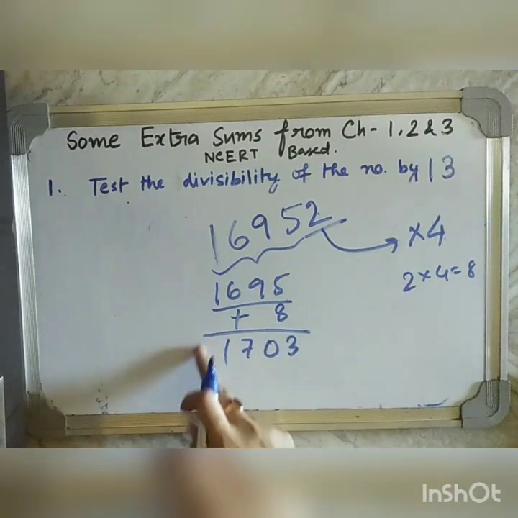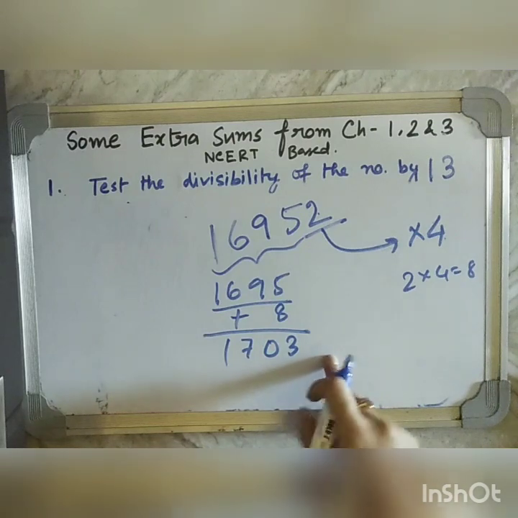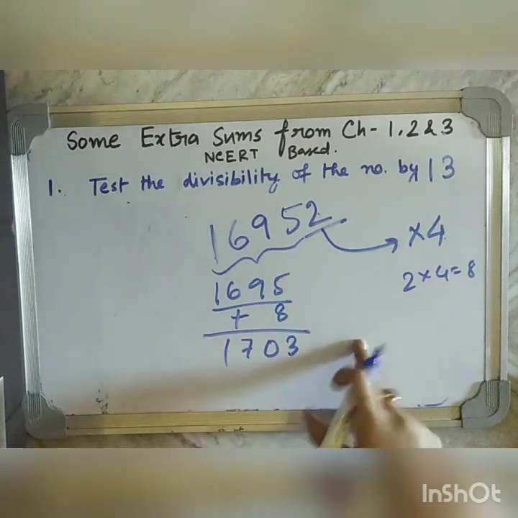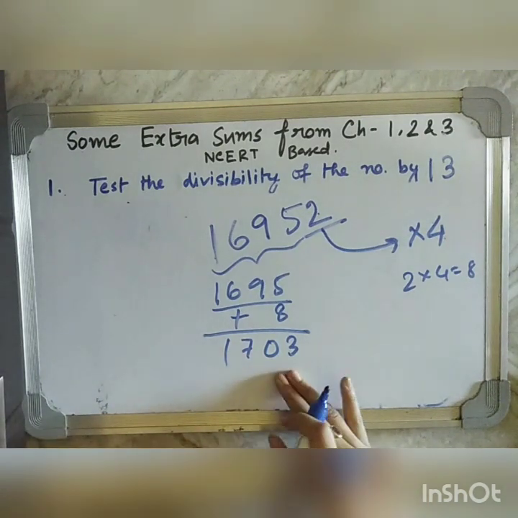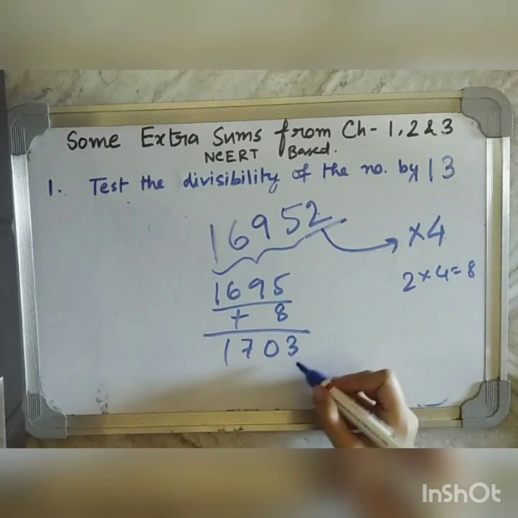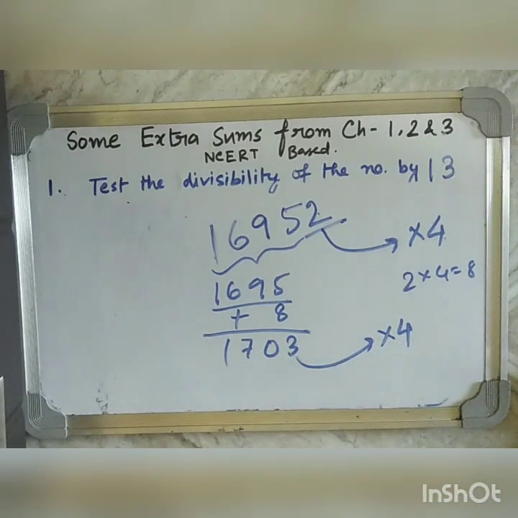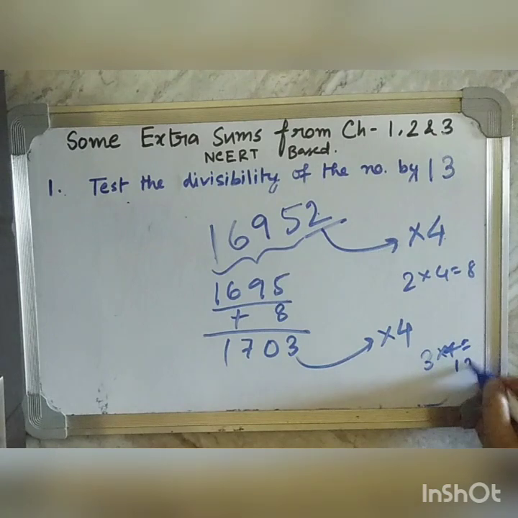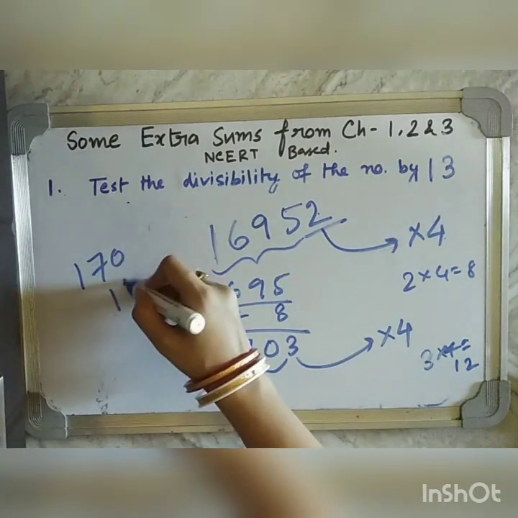Either we can divide this number by 13 for checking the divisibility, or, just to minimize this number for our convenience, we can again apply the rule of divisibility by 13. Again we have to multiply 4 with the unit place digit, 3 into 4, it is 12. So the remaining digits are 1, 7 and 0. With 1, 7 and 0 we are adding 12.